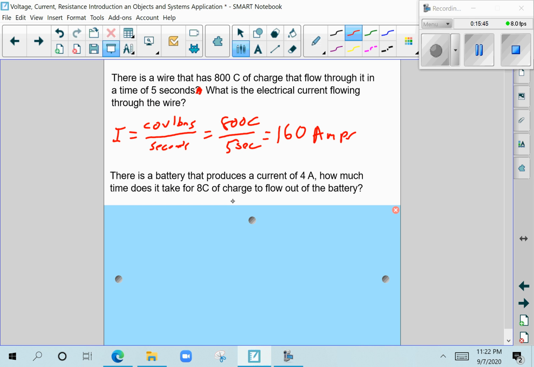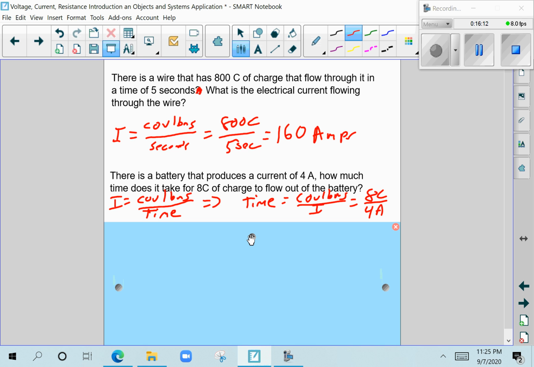The next question, there's a battery that produces 4 amps. That's going to be the amount of electrical current. So how much time does it take for 8 coulombs of charge to flow out of the battery? Once again, pause the video. Once you think you have an answer, play the video and you can see if you're right. All right, I'm going to show the answer in 3, 2, 1.